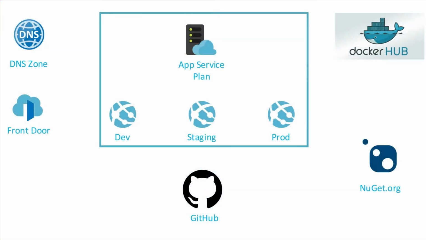And here it is. So at the core of it, there's an app service plan with 3 web apps: dev, staging, prod. Around it, there's GitHub Action, which I talked about in one of the posts. Then I have Docker Hub, where I deploy my containers. I might replace that with Azure Container Registry at some point. NuGet.org, I use that to deploy other things. And we have Front Door and the DNS zone in front of it for custom domain.